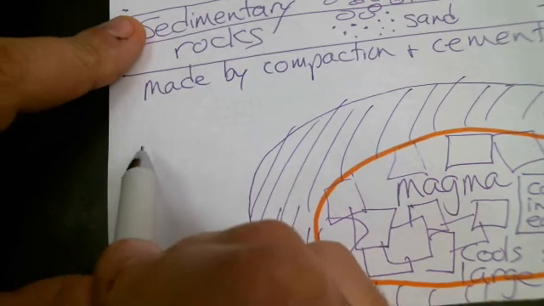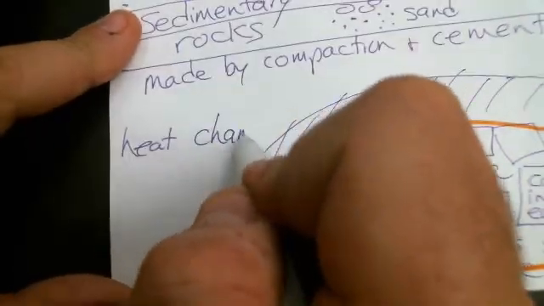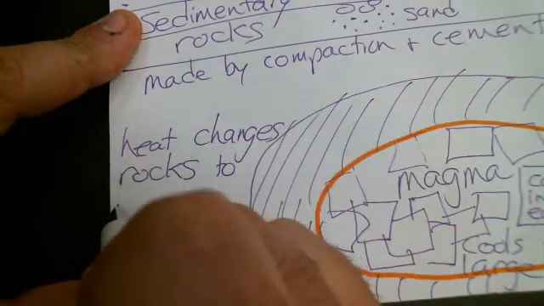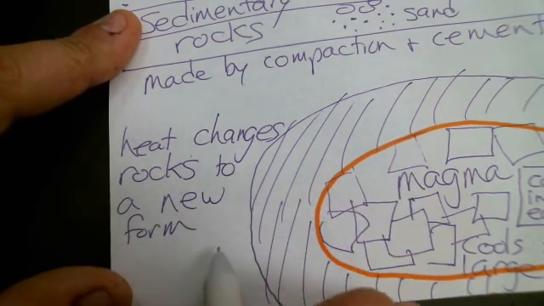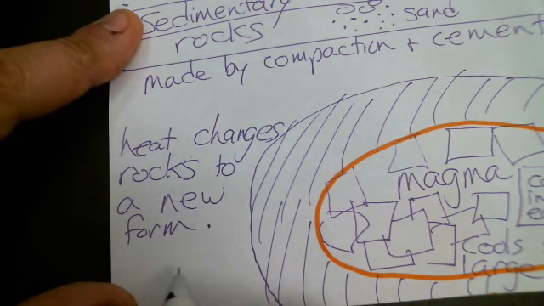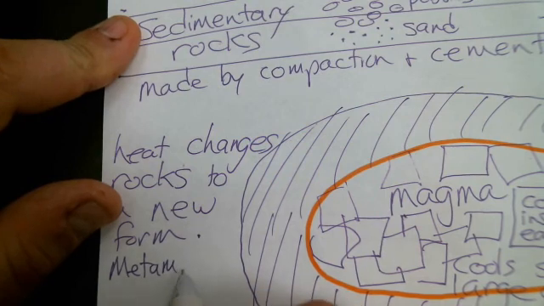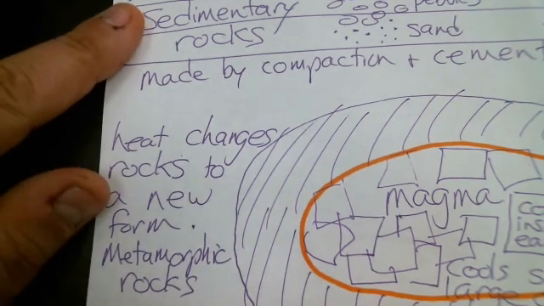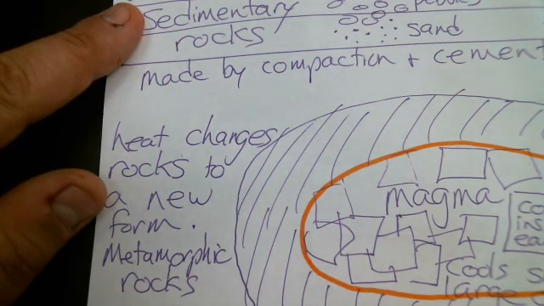So off to the side here, I want you to write heat changes rocks to a new form. And this new form is going to be called some kind of a metamorphic rock. There are different kinds of metamorphic rocks. It depends upon what you are heating up or what you're squeezing really hard.